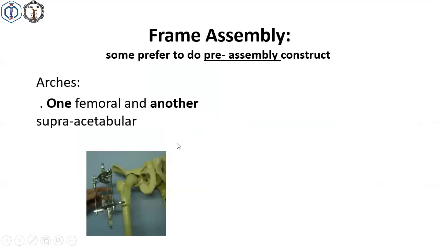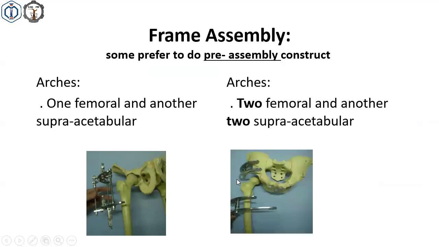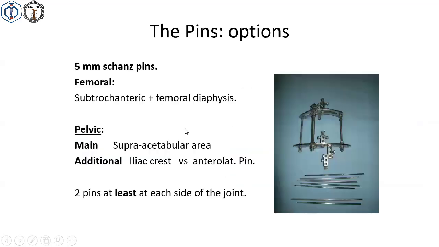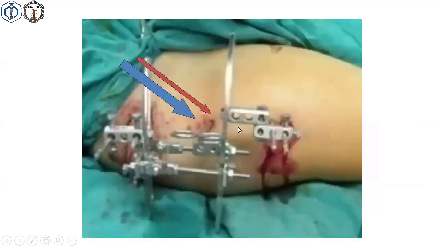So the frame assembly is clearly summarized as one femoral and one acetabular, or maybe two femoral and two supra-acetabular. We're using pins in the femoral and the pelvic areas, at least two Schanz pins on each side of the distraction. Pin placement is done as usual.